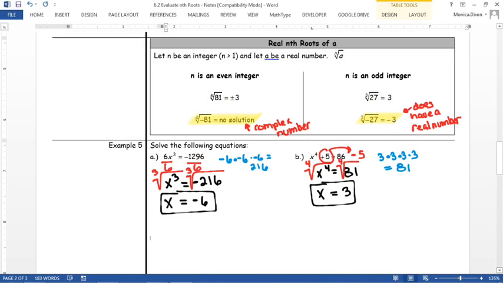All right, because I took an even root, because it's even, we're going to get a plus or minus. So when you take the root of both sides, that's something that's even, you always have to have a plus or minus.